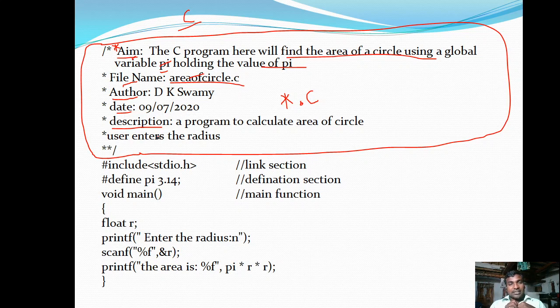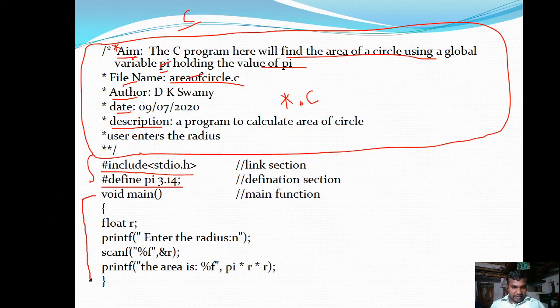Are you getting the point? So in the declaration section, the documentation section consists of several pieces of information about the author, the date and time the program was written, and some details about what the program is. Then this is the link section: hash include stdio.h. Then this is the definition section: hash define pi 3.14. And then this is the main function section.